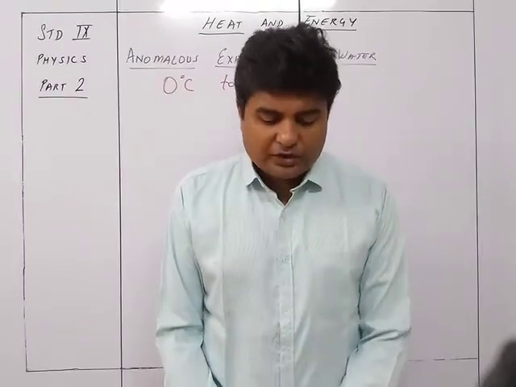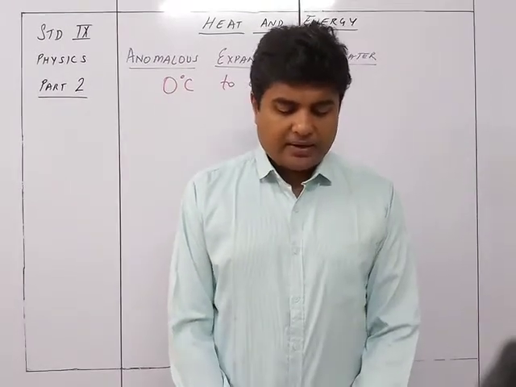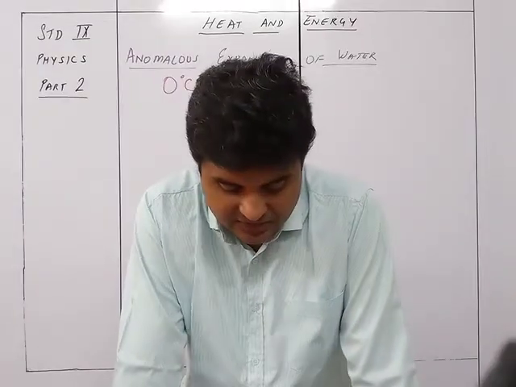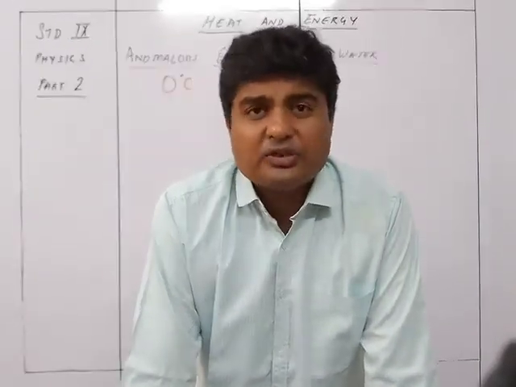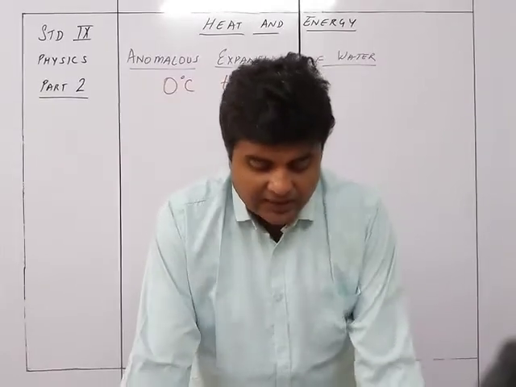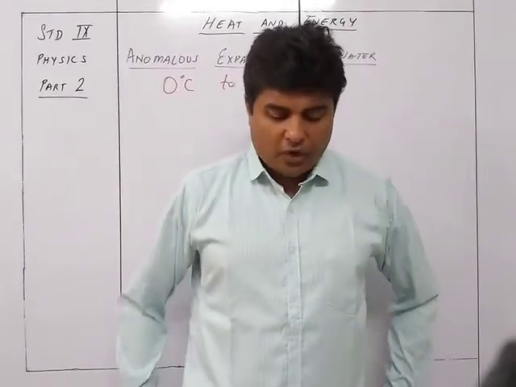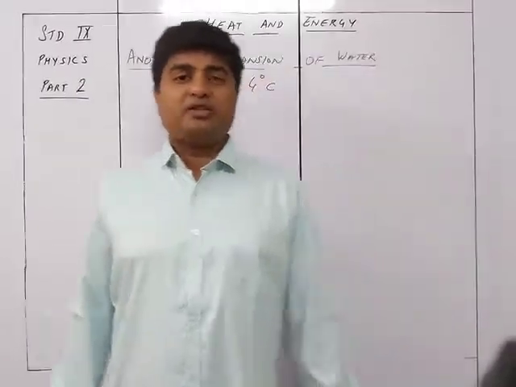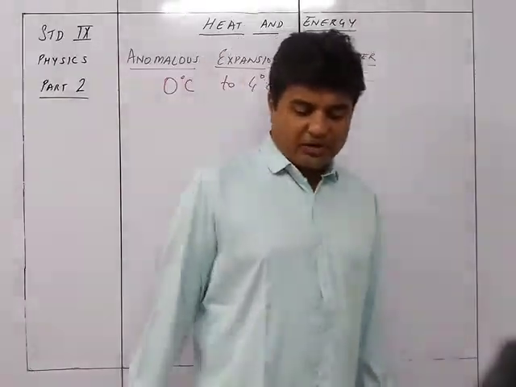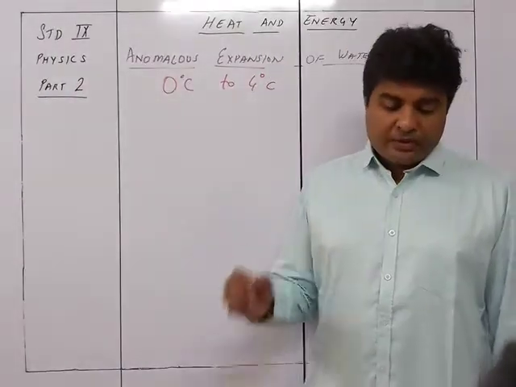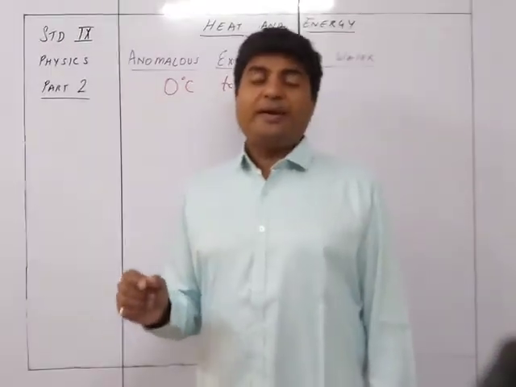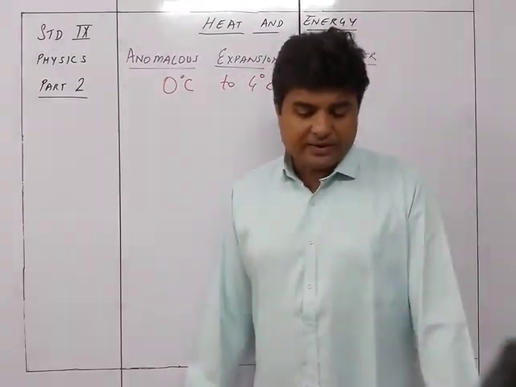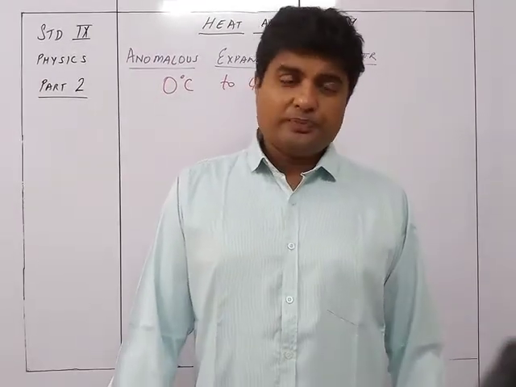This unusual expansion of water on cooling it in the temperature range 4 degrees Celsius to 0 degrees Celsius is called anomalous expansion of water. Thus, the expansion of water when it is cooled from 4 degrees Celsius to 0 degrees Celsius is known as anomalous expansion of water. So this is the definition of anomalous expansion of water, that the expansion of water when it is heated from 0 degrees Celsius to 4 degrees Celsius is called anomalous expansion of water.